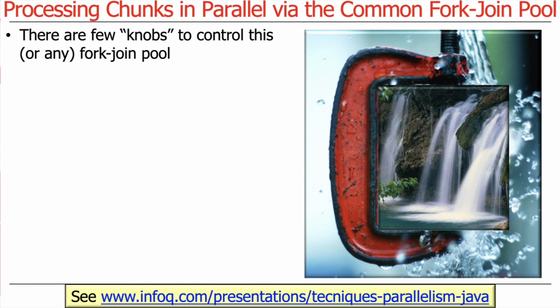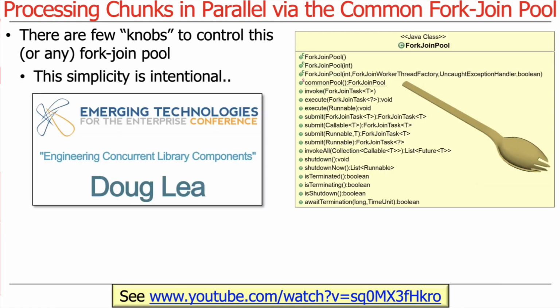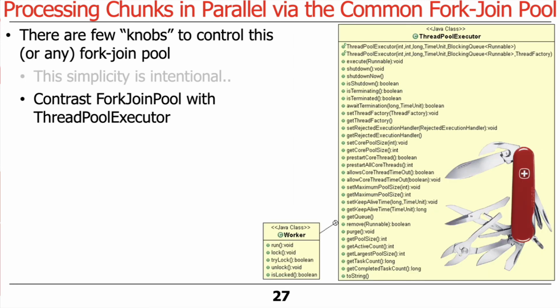One interesting thing to remember about the common ForkJoin pool, or the ForkJoin pool for that matter, is that there are very few knobs you can use to control its behavior. And that turns out to be intentional. If you want to learn about why it's intentional, go watch this video by my friend Doug Lea, where he explains the rationale behind the ForkJoin pool. As you can see, there's just not that many methods here, especially knobs. You can fork, you can join, you can submit, that kind of stuff.